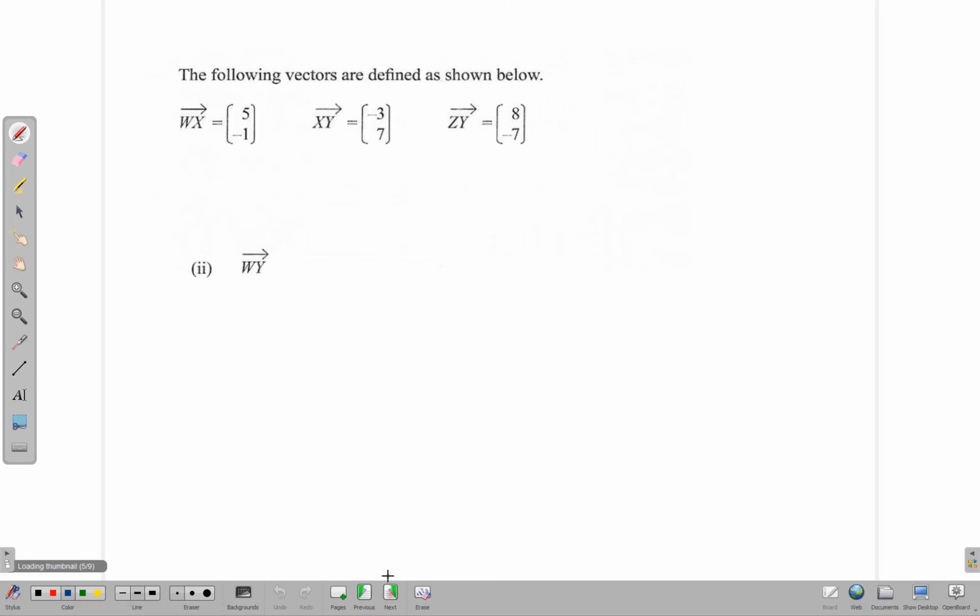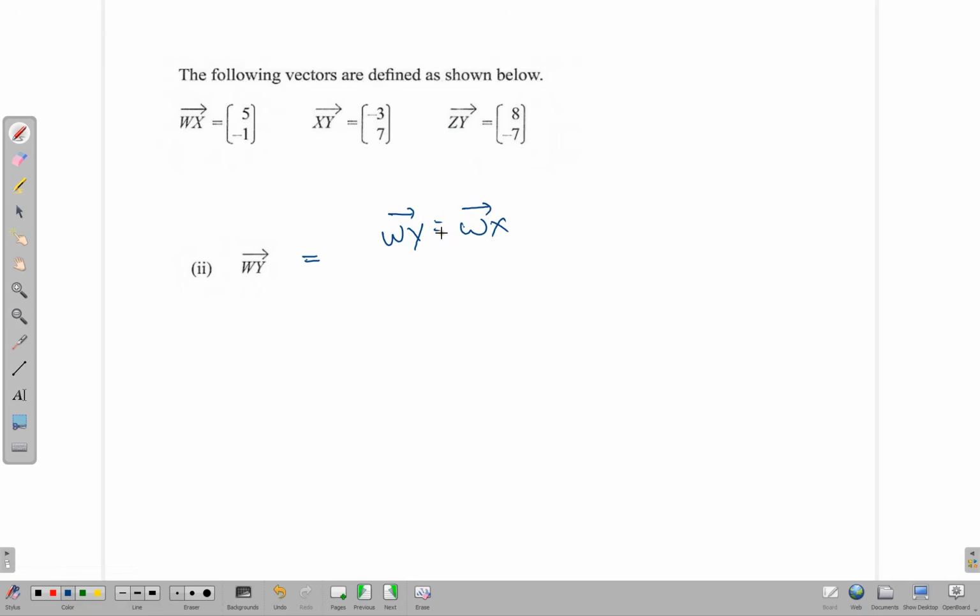We want to find wy. Now to get from w to y, we have to start at w. So one of these vectors needs to start at w. Now interestingly, this is wx, so we can start there. So wy, writing it out first, is equal to wx.